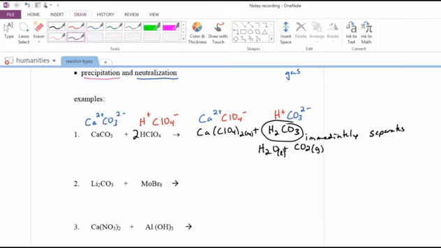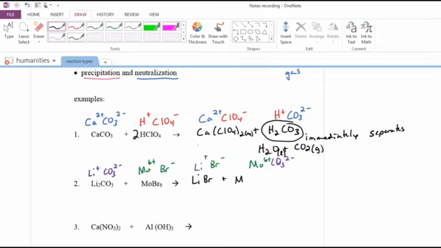In the next one, this is lithium with a +1, carbonate with a -2. This is Mo, molybdenum, and we know it's a +6 because of the 6 subscript on bromine. Bromide ion, -1. So, keep our positive ions in the same order and trade our negative ions.